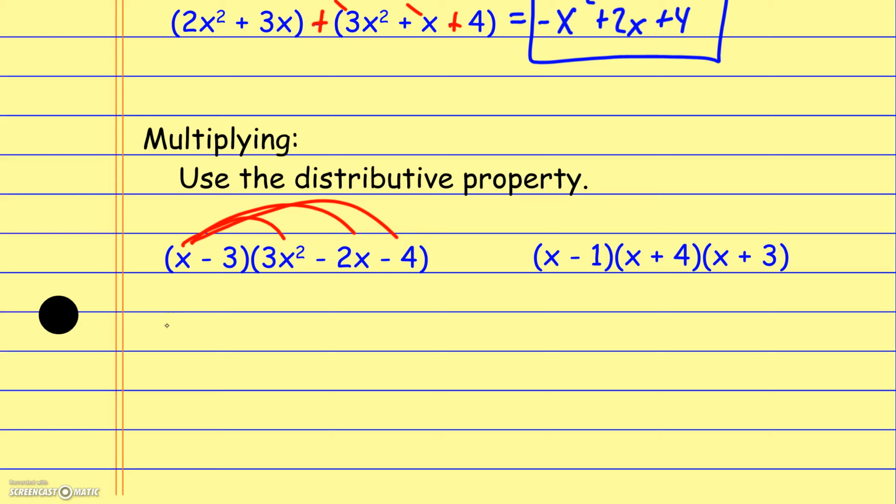So x times a 3x squared is a 3x cubed. Remember, when you multiply, you add the exponents. Here, that's going to be a minus 2x squared, and then a minus 4x. And now I distribute the next term.